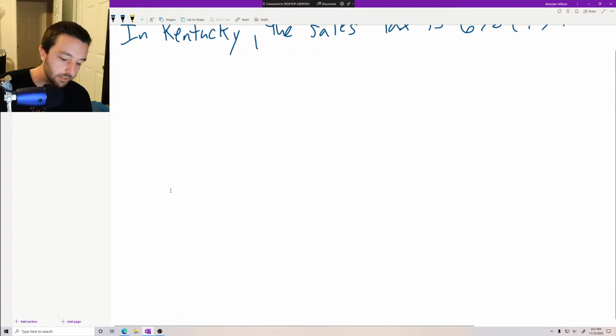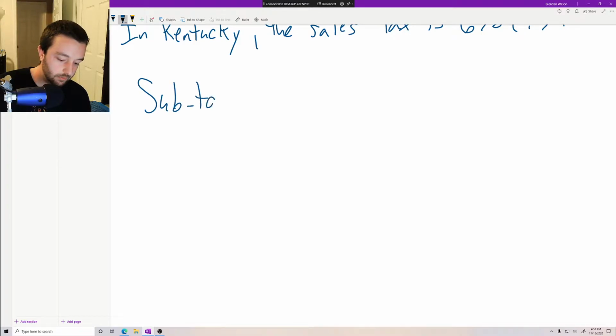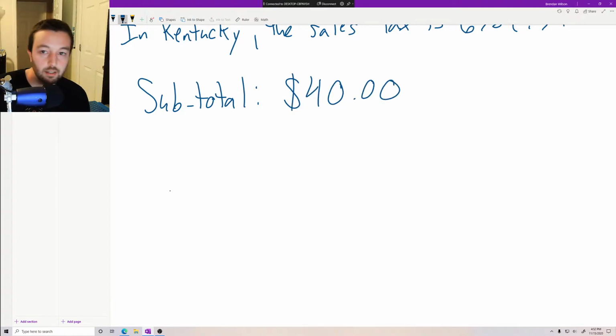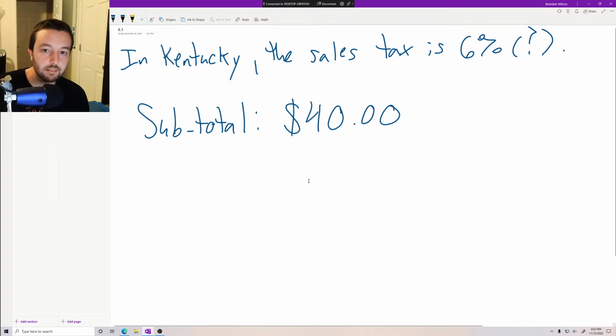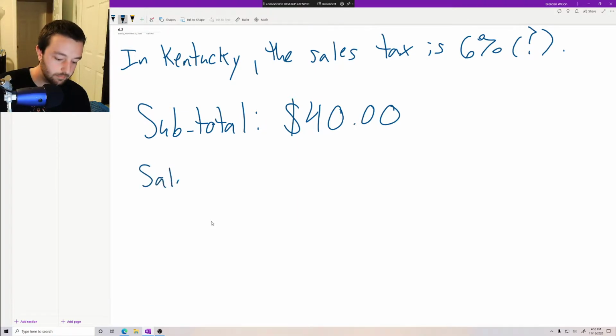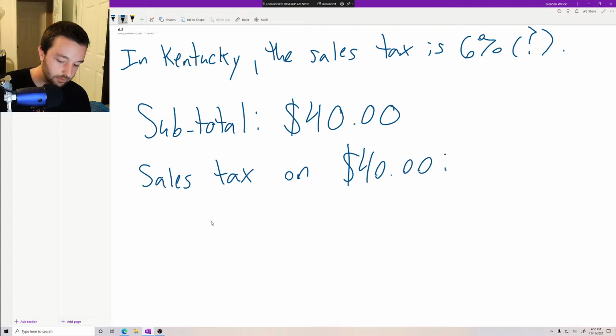So what does this mean? Well, this means we did one example where we saw, okay, if our subtotal is say like $40, then what we would do is we'd find the tax on this $40, specifically the sales tax on $40. Okay. So to do this, we would find 6% of 40.